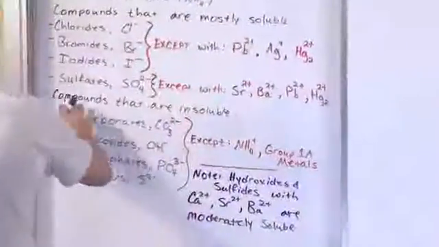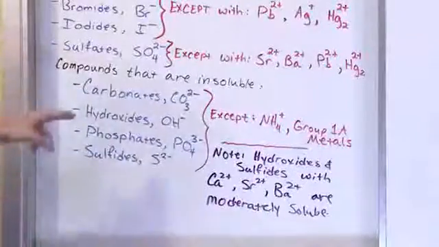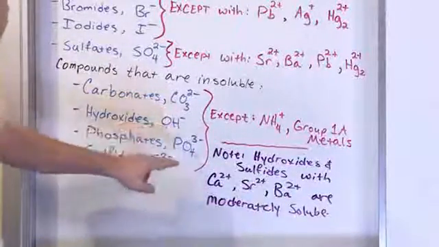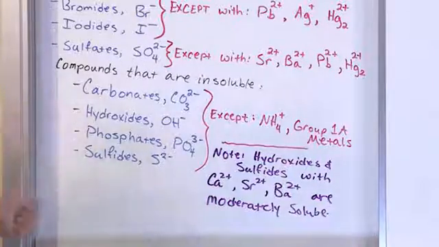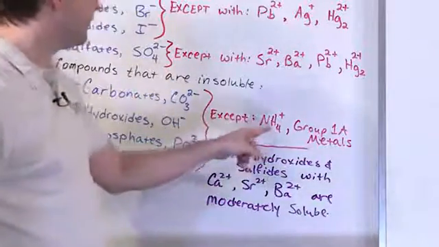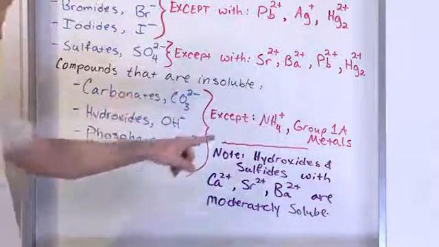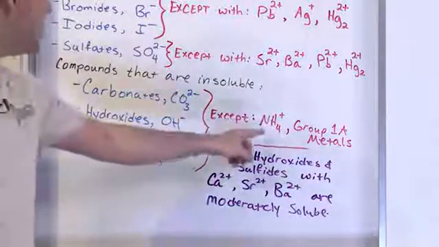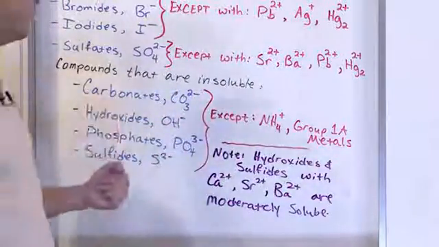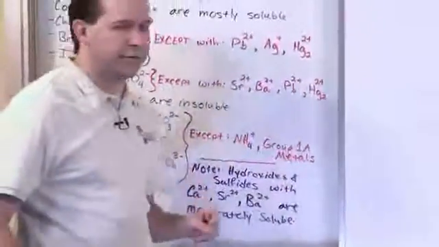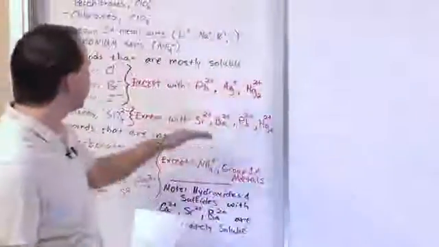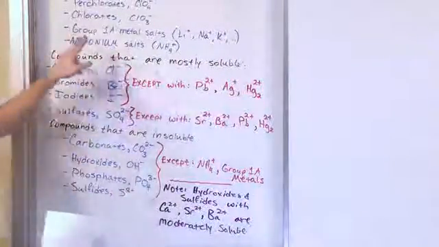So let's go and talk about these insoluble compounds here. In general, anything with a carbonate, a hydroxide, a phosphate, or a sulfide is going to be insoluble unless it's combined with ammonium. So if it's ammonium carbonate, ammonium hydroxide, ammonium phosphate, then it's going to go ahead and dissolve in water. Or if it's combined with group 1A metals. Remember group 1A metals, we talked about that actually up here, group 1A metals.